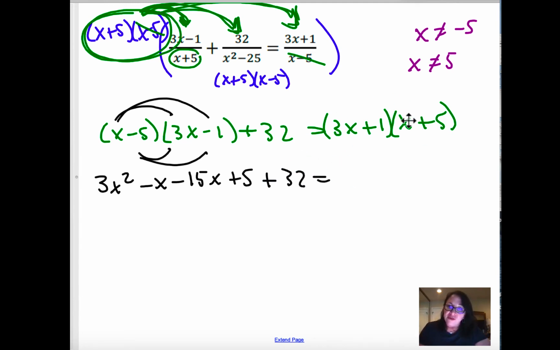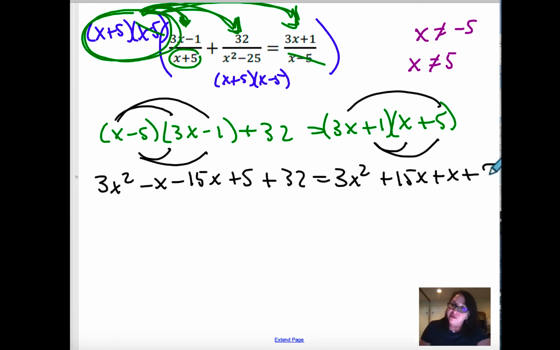And now I'm going to FOIL this. And I'm going to get 3x squared. This times this is going to be plus 15x. Plus x, and then that's going to be plus 5. So anything that cancels, you should try to cancel right off. 3x squared and 3x squared, those are gone. Let's see. Is that it? It looks like a 5 might cancel. 5 and 5. So what's left?